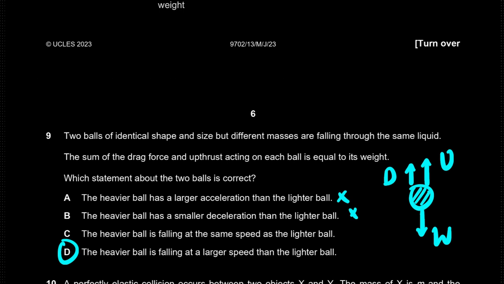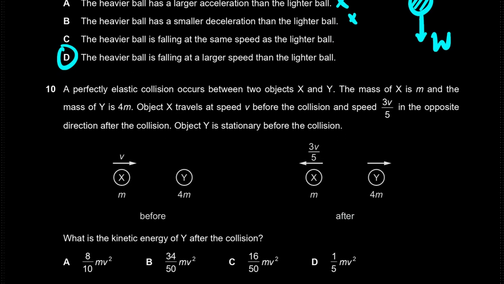So for this case, the heavier ball, because it has a greater weight, the drag force has to increase more until their sum equals the weight, so it has more room to accelerate, so it's falling at a larger speed than the lighter ball. So the answer to this one is D. Let's have a look at the next question.